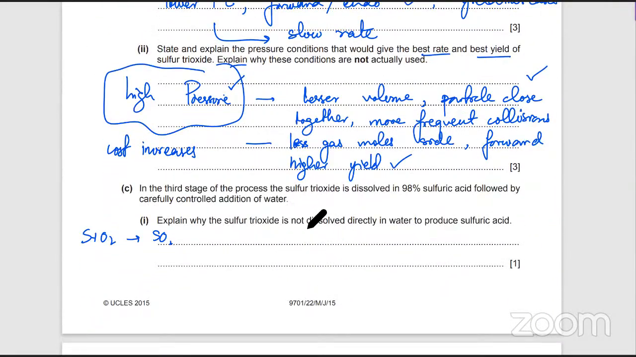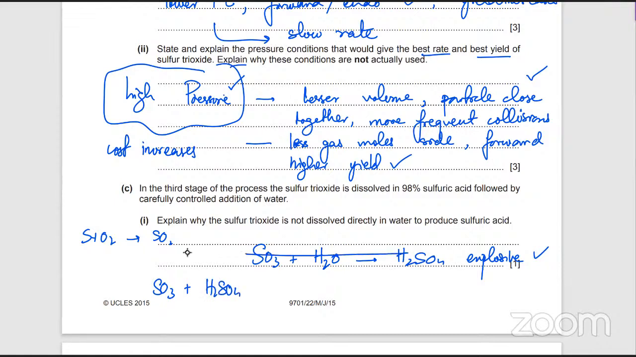Now the thing, explain why the sulfur trioxide is not dissolved directly in water. Why is the sulfur trioxide not directly dissolved in water to form sulfuric acid? Sir, highly exothermic reaction. ठीक है, it's a very explosive, highly exothermic reaction, so that's why it's not done. Instead, what they do is they make oleum, or oleum के बाद they dissolve it in concentrated sulfuric acid. It forms oleum, and then oleum is diluted.